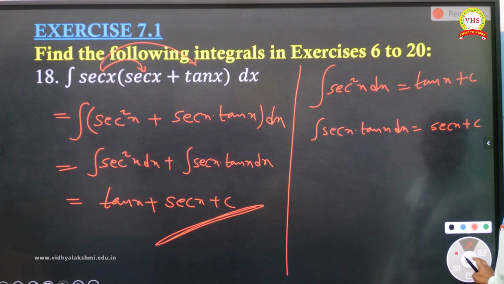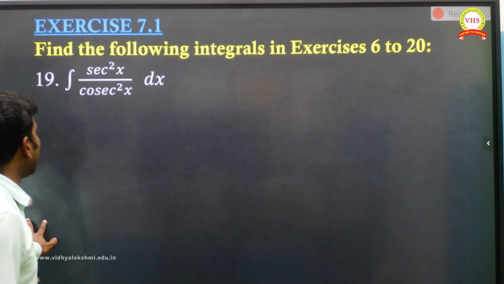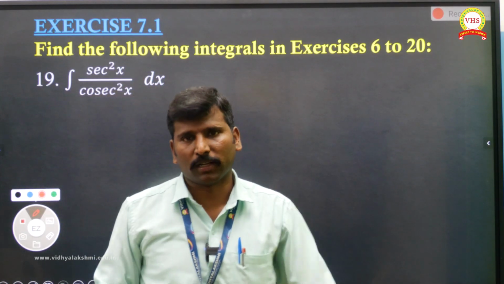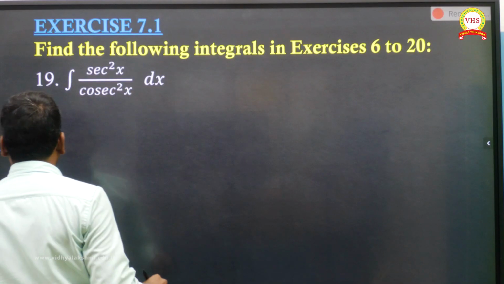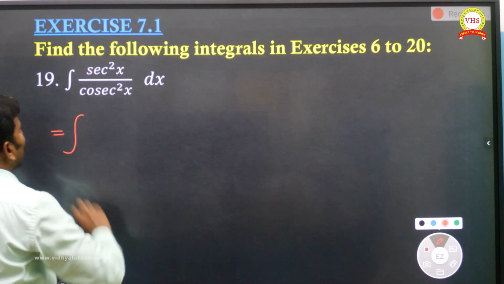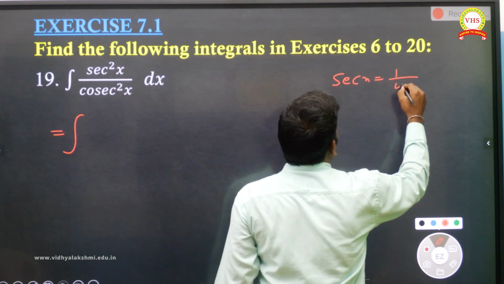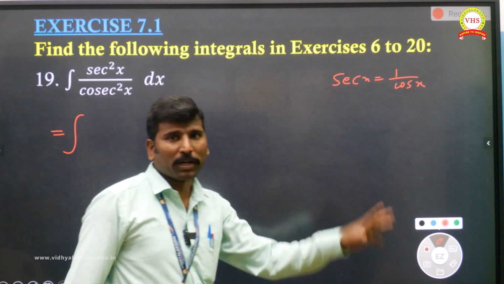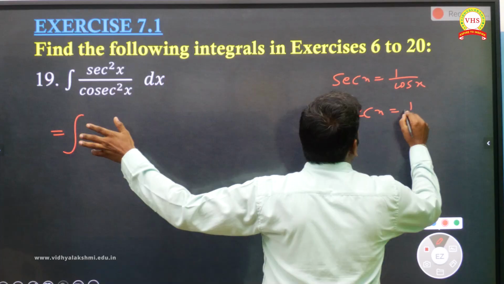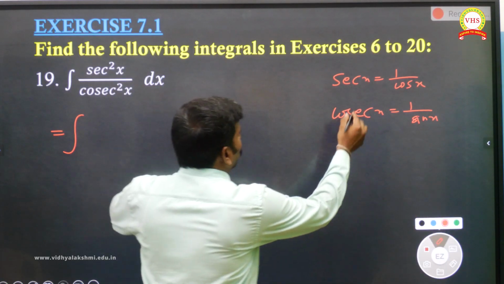Okay. Now we'll go to question number 19. So question number 19 they give. Here two trigonometric functions they gave in a division. That also you have to simplify, then only it will go very easily. Right, fine. First of all, secant x you can write as 1 by cos x. Like that, cosecant x is equal to 1 by sin x. When you divide these both, what will happen?